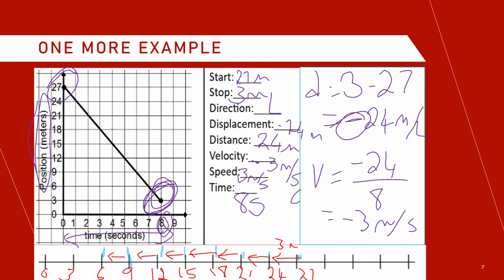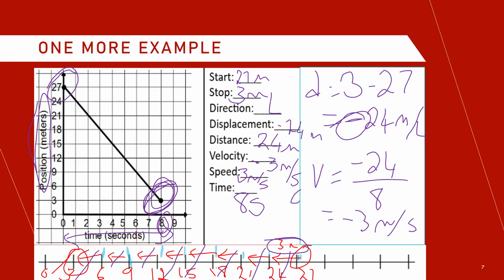And let's review. My starting point is 27. My ending point is 3. The total seconds are 8. So let's go ahead and count those. Let's change the color. 1, 2, 3, 4, 5, 6, 7, 8 seconds. The size of those is the velocity, 3 meters. And we are going to the left. And that's basically all the examples I can remember of giving my students with constant positive velocity.